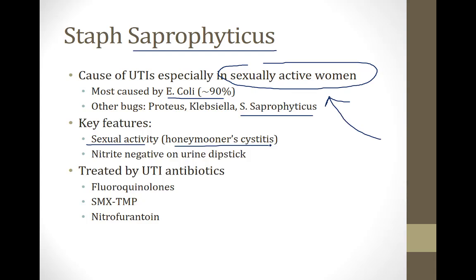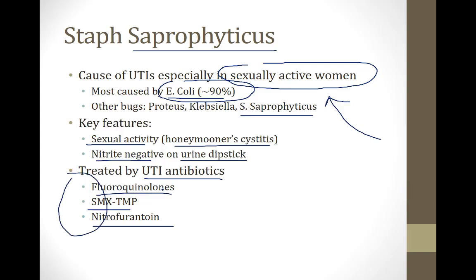Another special feature of this bacteria is that it is nitrite negative, so when you do a urine dipstick, there will not be nitrites detected in the urine, and this is different from many other bacteria that cause UTI, especially E. coli. E. coli is nitrite positive, so if they describe a case of a urinary tract infection in a sexually active woman and tell you that the nitrite is negative, this is one of the main bacteria you should think of. And Staph saprophyticus is treated with the usual urinary tract infection antibiotics, so it can be covered by fluoroquinolones, by Bactrim, and also by nitrofurantoin. These are the 3 major antibiotics that are often used to treat UTIs.